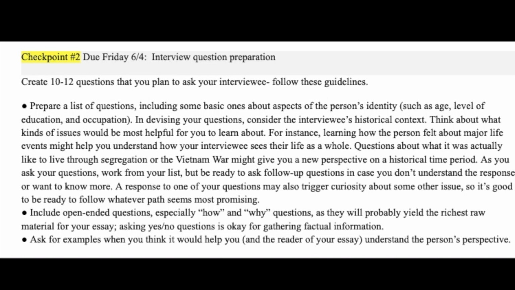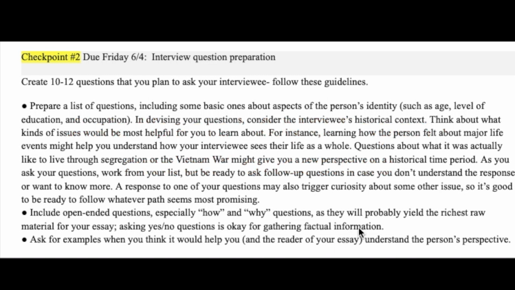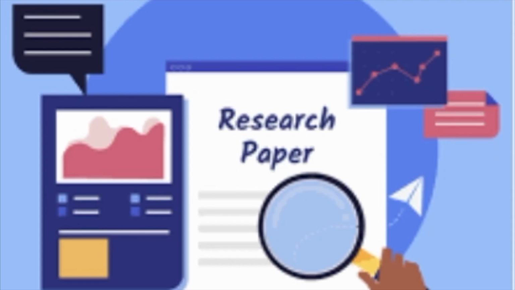So you are going to ask basic low-level questions, and then you are also going to include open-ended questions. You really want to focus your questions on the perspective of the interviewee. So how did they experience this particular powerful historical event that they are sharing with you about? So that is the information about checkpoint number 2.